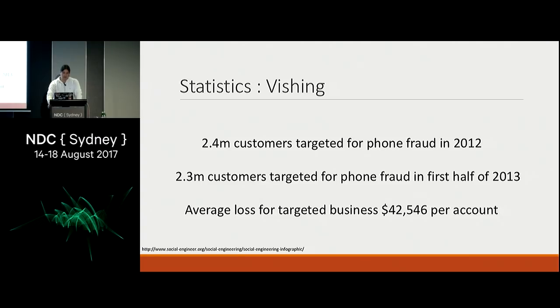So phishing, in 2012 in the US, there were 2.4 million customers targeted for phone fraud. But then, just in the first half of 2013, it's 2.3 million customers. So you can see how it's exponentially growing in severity. And to large corporations, the average loss per account can equal around $42,500. So it can have a massive impact on companies if, like I say, a bank account gets compromised.